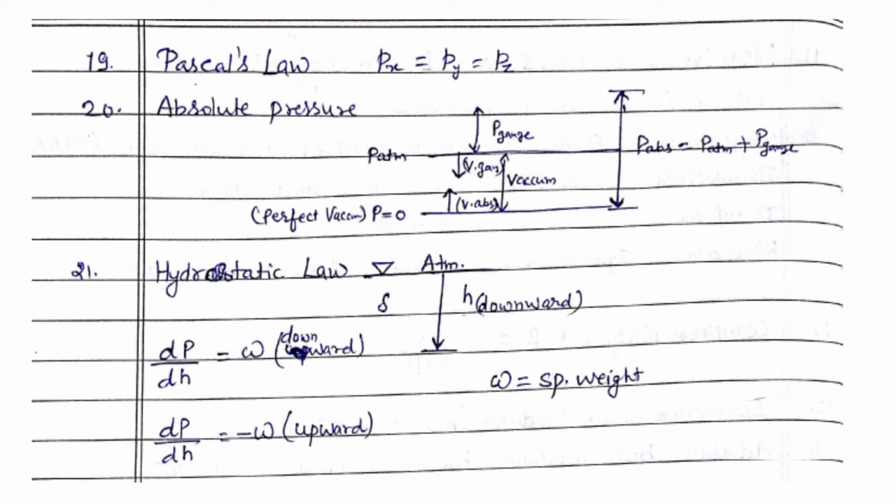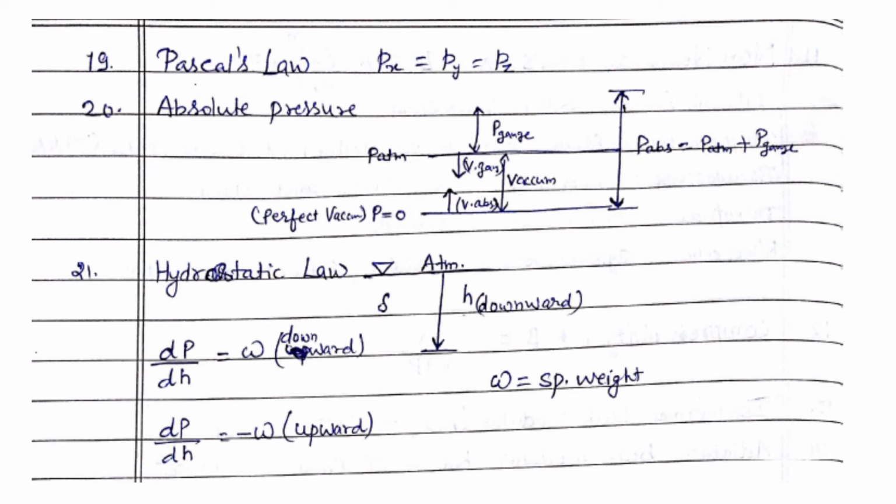Now Pascal's law. As we all know, Pascal's law relates to the intensity of pressure: the intensity of pressure is the same in all directions. For a point, if the intensity of pressure in the x direction is px, in the y direction is py, and in the z direction is pz, then px must be equal to py and must be equal to pz. That is, the intensity of pressure is equal in all directions.